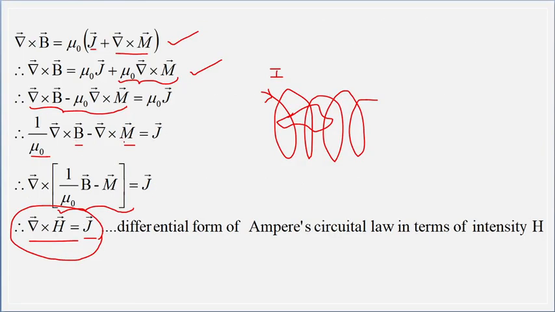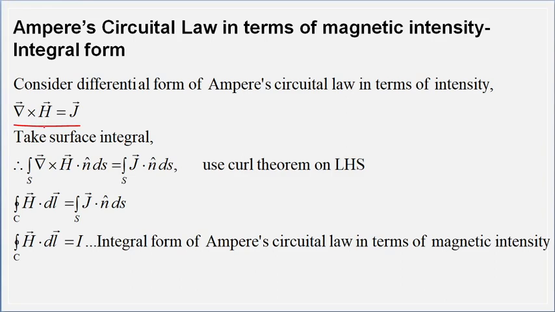To find the integral form, what we do here is, you take the surface integral on both sides. Since it is a surface integral, you have to write here dot n ds. See, this n cap ds is nothing but the vector ds. So it is a dot product, because the integrand has to be a scalar quantity. And the surface element is the vector ds, written as its unit vector into the magnitude, n cap into ds. Same thing on this side.